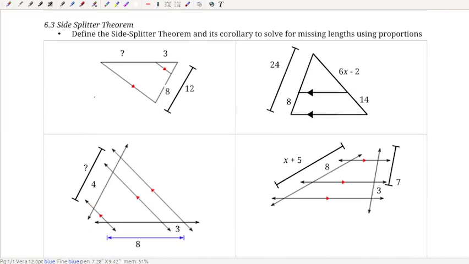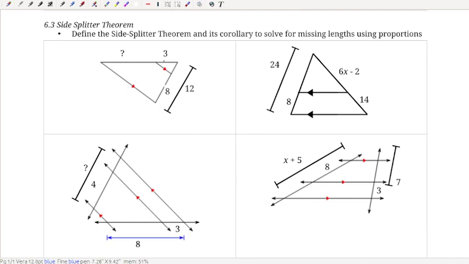The last section in this unit was the side splitter theorem. And so the side splitter theorem said if I had a triangle and I put another line that was parallel to the base of my triangle, that I split my sides proportionally. And we can use that to solve for missing lengths. And then we also said if those sides don't happen to make up a full triangle, if I've just got parallel lines and I put another parallel line in the middle, again, I'm going to get proportionality. So we did a lot of solving ratios in this one.